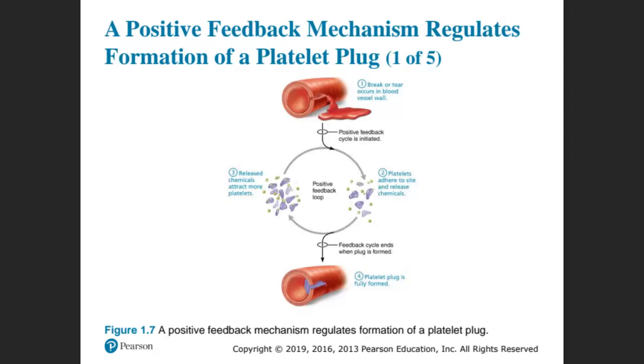Platelet plug formation. If we have a break in a blood vessel wall, it's been damaged for whatever reason, you're in the kitchen and a knife accidentally cuts your hand, what happens is platelets will start to come to that area. Platelets come in and they release chemicals that attract more platelets to the area. And those come in and they release chemicals that attract more platelets to the area, and so on and so forth until we have this big platelet plug and we can stop this whole process.